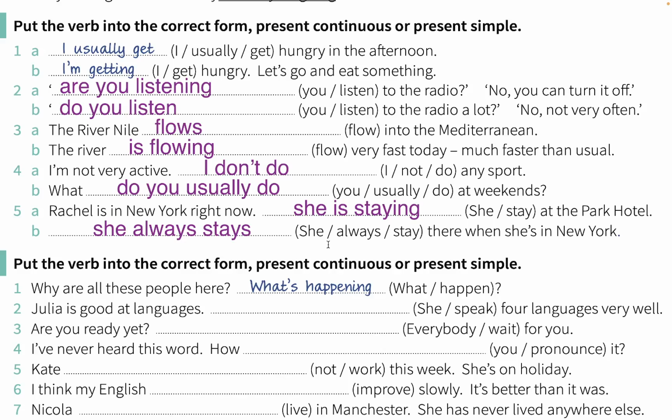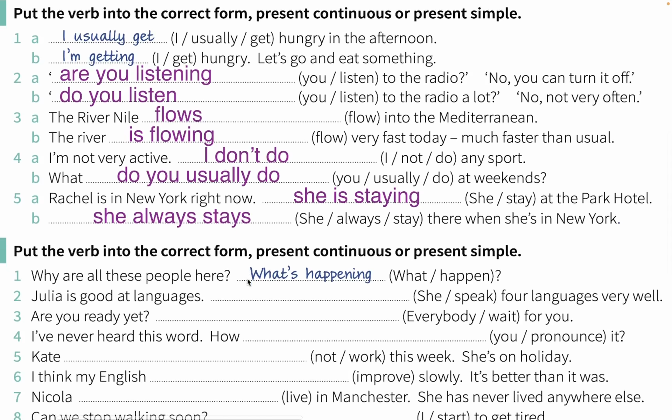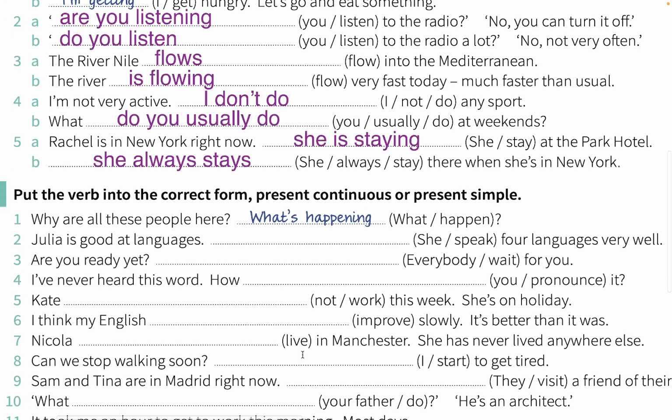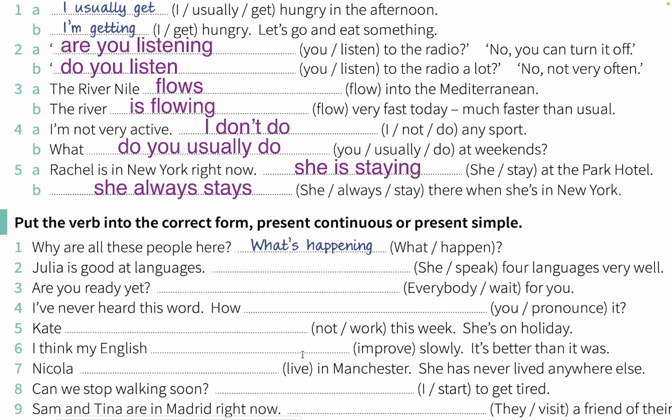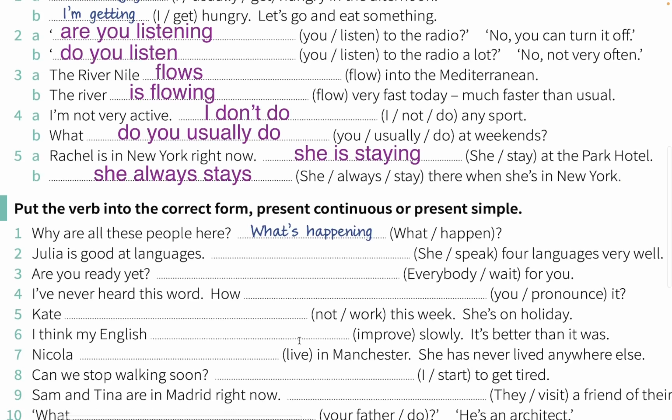Yes, that is correct. So the second question, the 5B, uses present simple because we can see there is this word always, which means permanently, more than often, that she's always there when she's in New York. But the 5A one is using the present continuous because we were just explaining right now. At the time of speaking, it's happening in the present, which is right now. Is it clear? Yes, no, kind of. Yeah, okay.